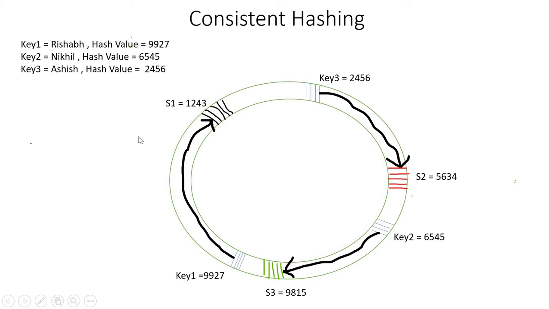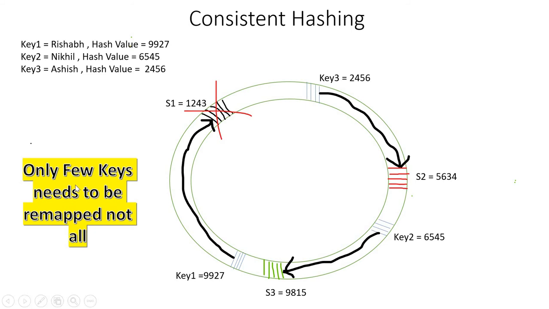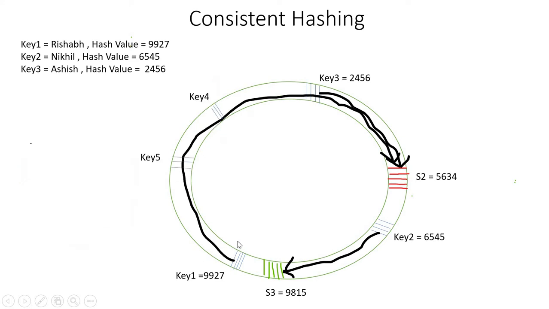Now again we take an example where server 1 goes down. So if server 1 goes down, what we can simply do is we can only remap few keys. So we do not need to remap key 2 and key 3 because they will always be present in server 2 and server 3. We only need to remap key 1 here. So we'll remap key 1 to the next possible server. So the next possible server is server 2. Now let's assume that there are few more keys in between. There is key 5 and key 4 also present. So those keys will also get stored in server 2.